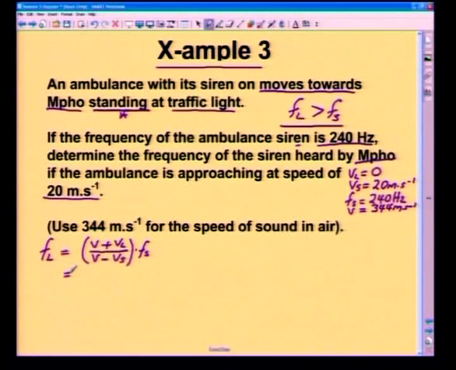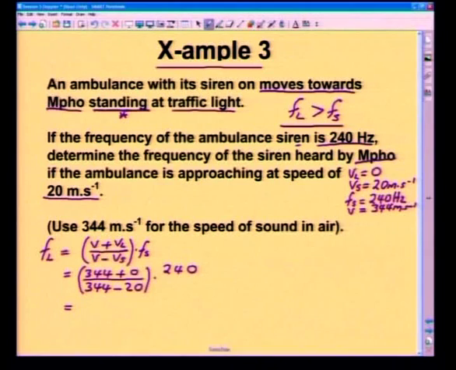Now let's substitute correctly into the formula. V is 344 plus VL is 0, divided by V is 344 minus Vs is 20. So we put 20 there. All these multiplied by the frequency of the source, which is 240.